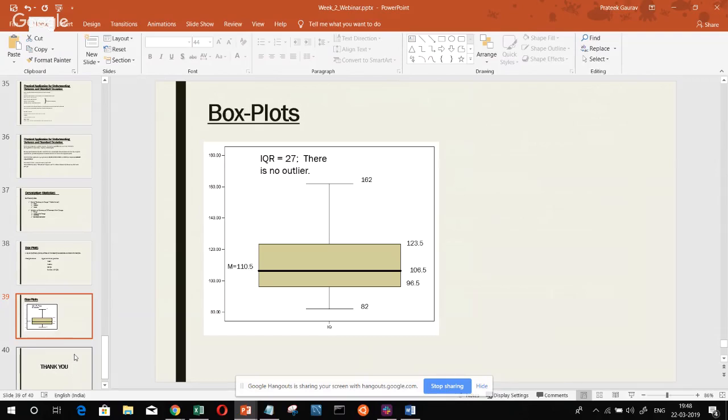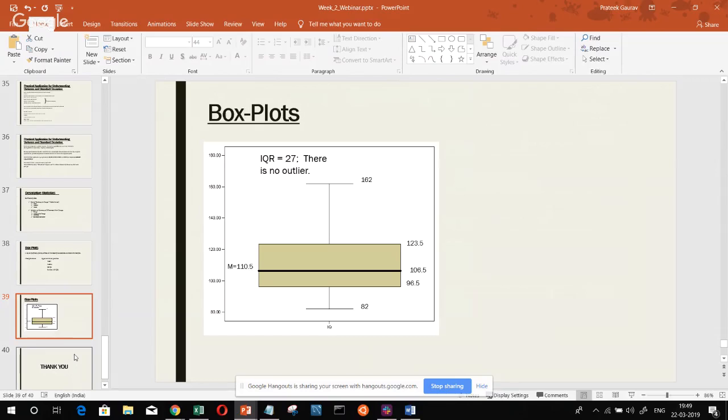So this is what a box plot looks like. And you can see here the minimum value is 82. This is basically the visualization of class B, what we were talking about. So we can see that the minimum IQ value of a student in class B is 82. The maximum is 162. Our mean is 106.5. Our 25th percentile or the first quartile is 96.5, and the third quartile is 123. Since we did not have any outliers here, we don't represent them.